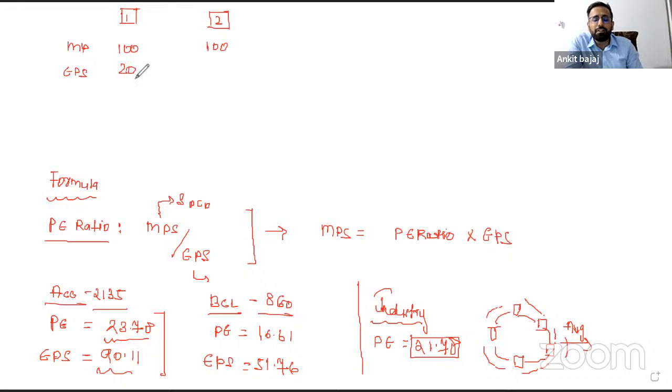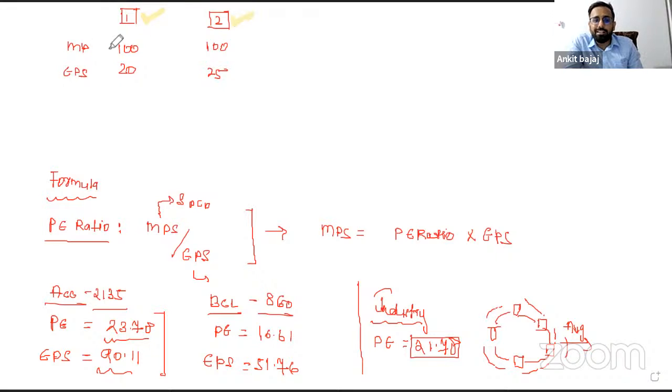You will be getting a return of, let's suppose, 20 rupees. So the earning per share of company one is 20 rupees. If you invest your money in company two, you will be getting a return of 25 rupees, for sure. Now just think where you will invest your money. If I ask you that you have two options, either you can invest your money into company one or company two, where will you invest?